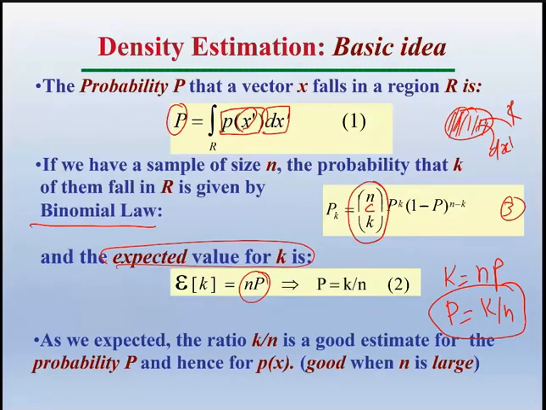So as we expected, the ratio k by n is a good estimate for the probability p, and hence p of x. So when n is of large value, say maybe 1000, 2000, or maybe 10,000, so as this n number of samples are quite good, then this estimation is better and better.